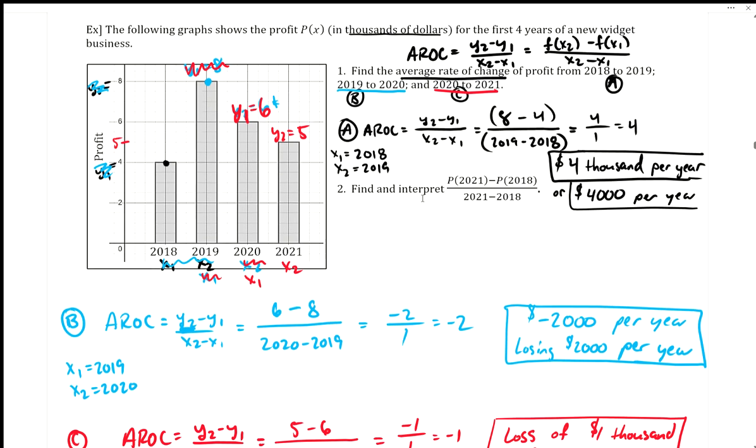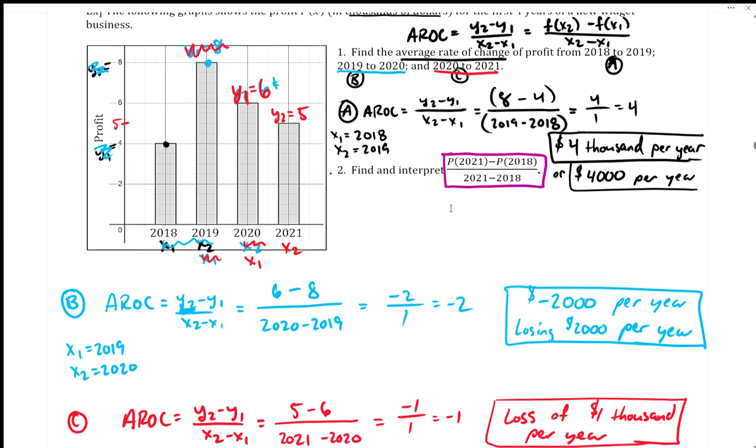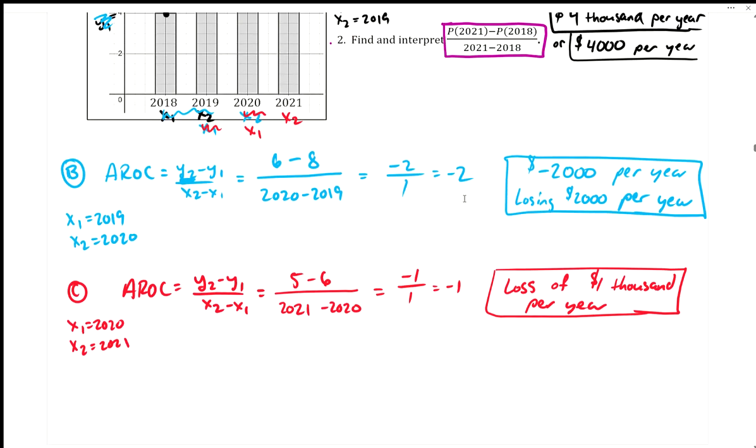So number 2, I'm going to do in one other color. So this one got a little messy. Okay, so number 2, though, it says find and interpret this statement. Okay, so I'm going to box that, find and interpret this. Okay, so let's put that down below right here. So number 2, we've got P of 2021 minus P of 2018 over 2021 minus 2018.